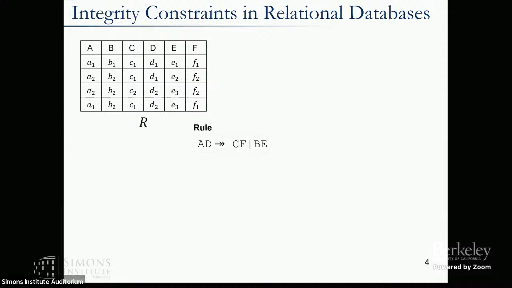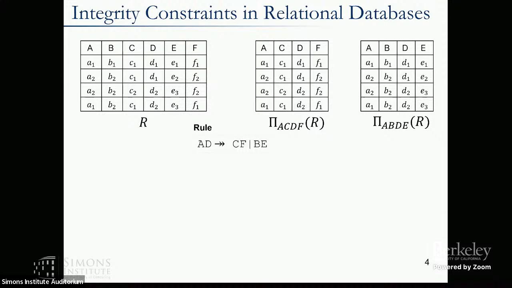What this rule says, and the syntax is really not important, is basically that we can partition or decompose this relation into two sub-relations, as you see here, where the intersection between them in terms of the attributes is this set AD. These are the two projections of this relation on the subsets of attributes ACDF and ABDE. Notice that AD is common to both. We are going to say that the relation abides by this rule, or is consistent with this rule, if when we take the join of these two relations, we get the original relation back. So in a sense, it is like a lossless type of decomposition.